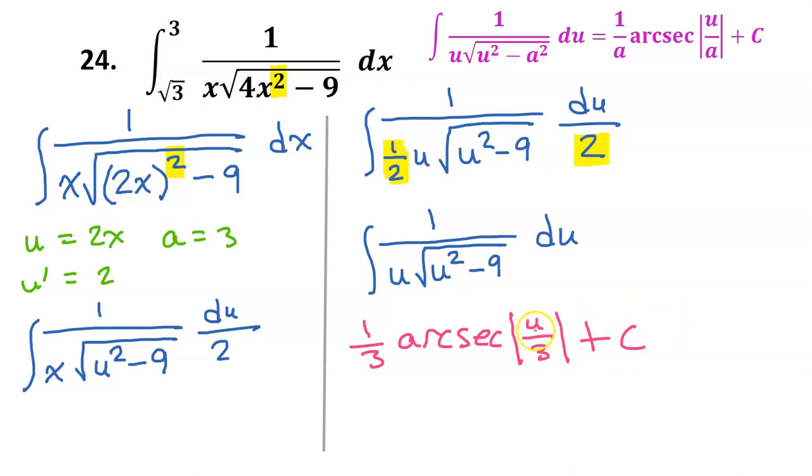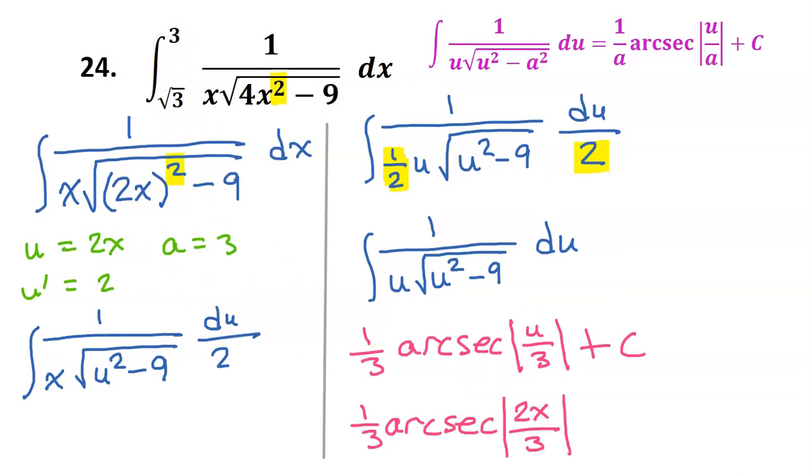All we have to do is let u equal 2x again. And let's bring back the limits of integration. Putting 2x back in for u, we have this. And here's how you get the limits of integration back in. I'm going to put this in parentheses, and I'm going to put a vertical line next to it. And here's where you write the limits of integration. Radical 3 to 3.